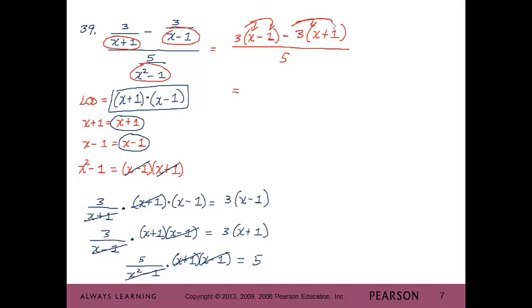Now let's go ahead and simplify by distributing, so we can multiply the 3 on the inside and the negative 3 on the inside. So this will become 3x minus 3 minus 3x minus 3, all over 5. 3x minus 3x cancels out, and the final answer is negative 6 over 5.